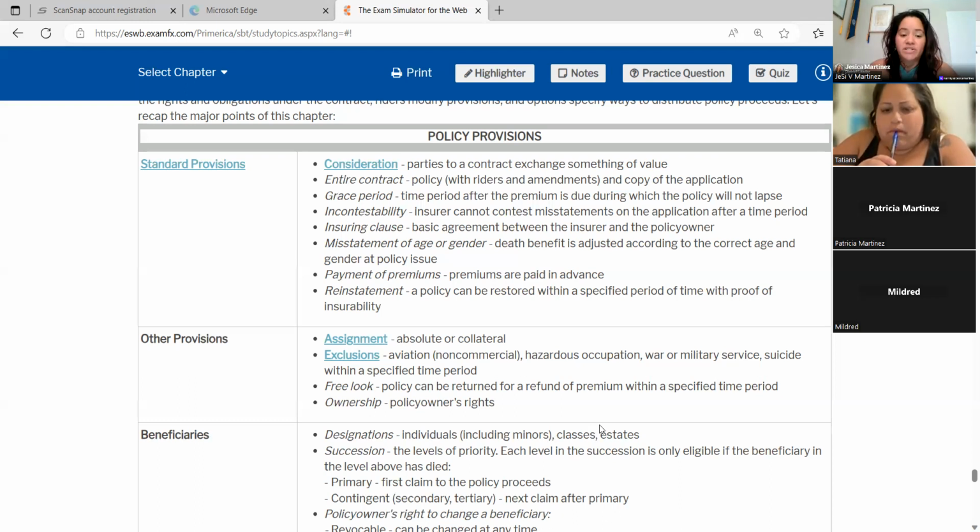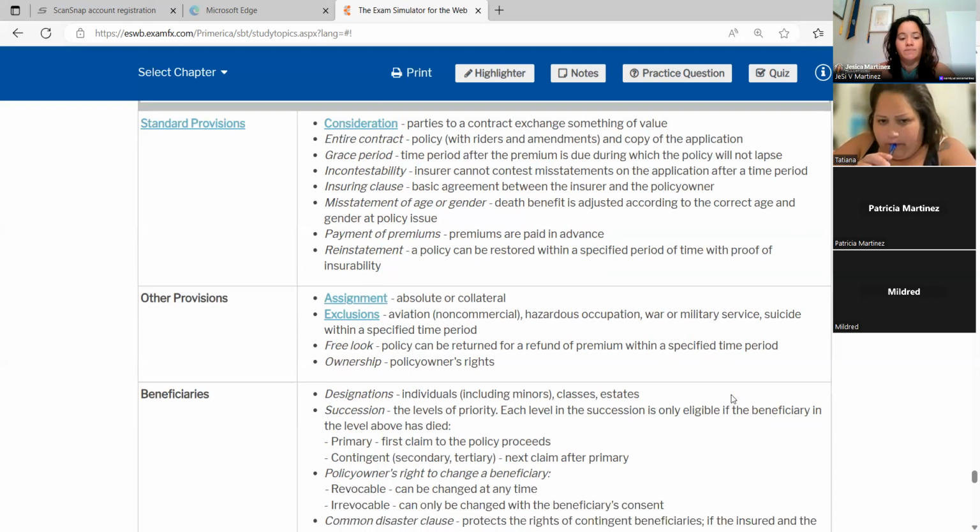The free look provision: the policy can be returned for a refund of premium within a specified period of time. Now we're all from Florida, so that free look is 14 days here in Florida. The ownership is the policy owner's rights.